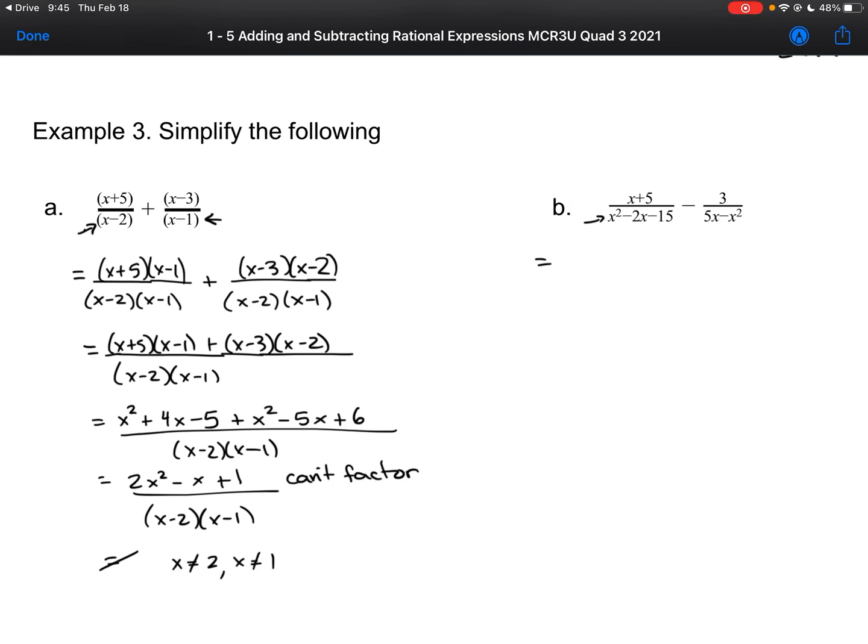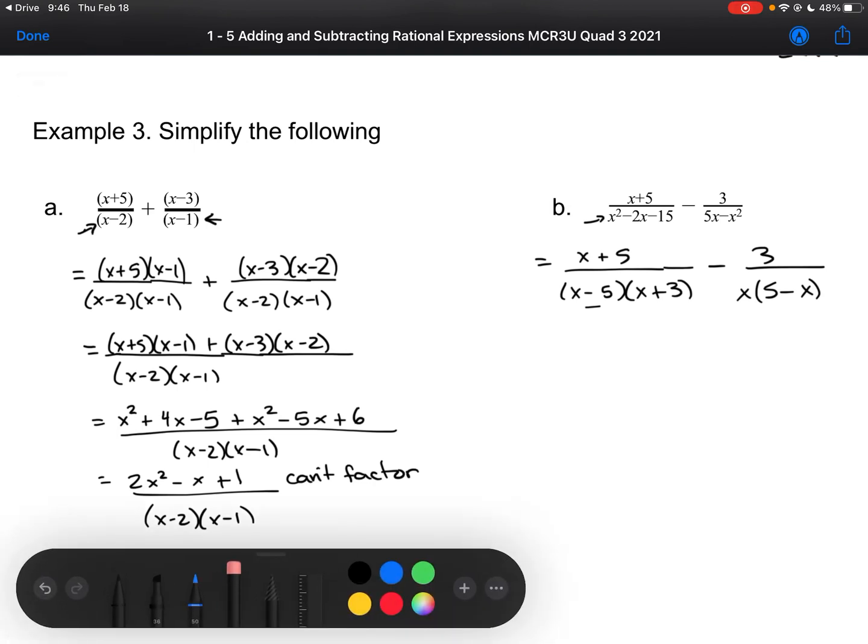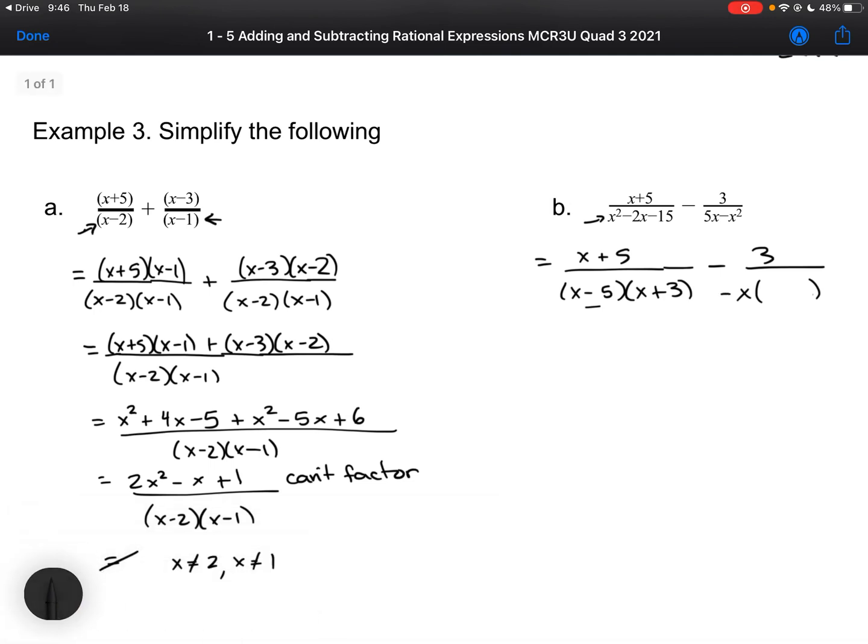And here what I'm going to notice is that my first denominator is pretty complicated, so I'm going to factor first. I have a simple trinomial here, and I'm going to factor it as x minus 5 and x plus 3. My second denominator I can also factor by taking out an x, and then I've got 5 minus x, which is almost the same as this bracket here. So instead of just taking out x, I'm actually going to take out negative x. And then if you remember that trick that we did before, that is going to flip the negative signs in my bracket and give me the same as this first bracket here.